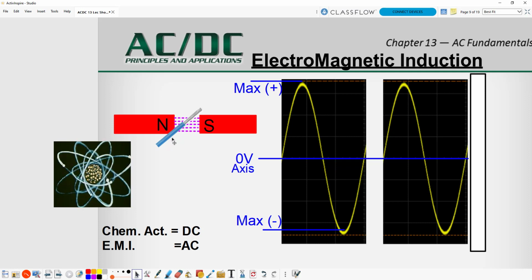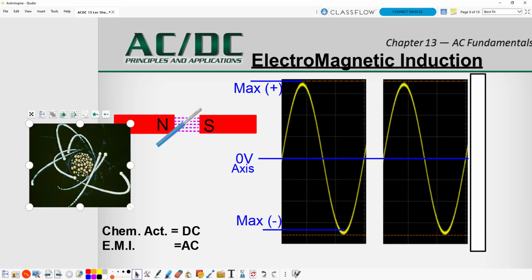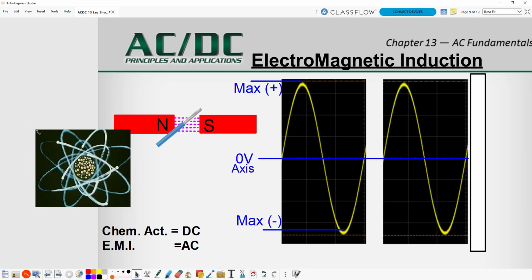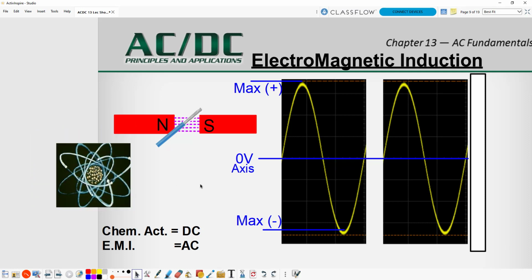So if we go back to the molecular structure of the atom, we understand that the nucleus of the atom is made up of the proton and the neutron. And orbiting around that atom, like the Earth orbits around the sun, is the electrons. Now, whenever we have a material, an element like copper, that has a very few number of electrons in its outermost shell, it is what's called a conductor.